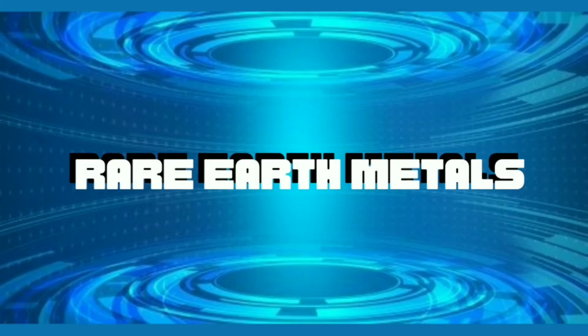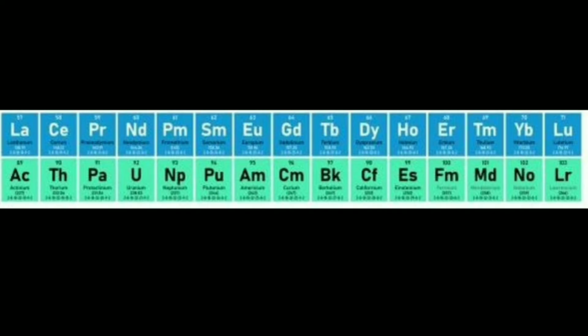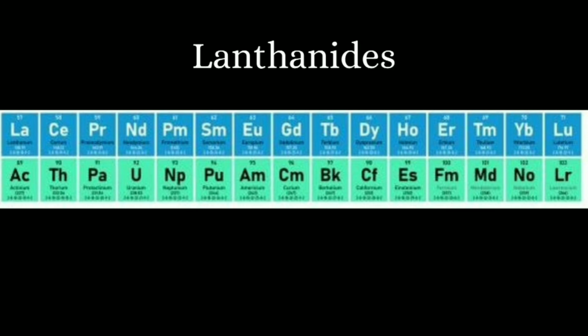Lastly, we have the rare earth metals. The elements under rare earth metals are divided into two: the lanthanides, from lanthanum to lutetium, and the actinides, from actinium to lawrencium.